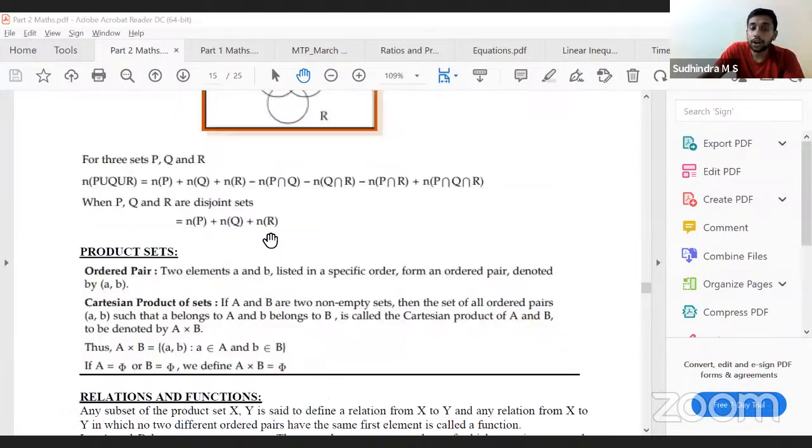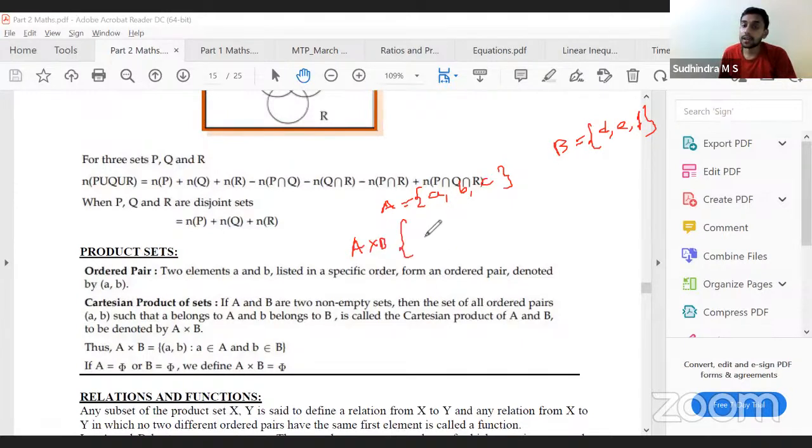Then we have something called product set, ordered pair and Cartesian products of sets. Two sets A and B listed in a specific order form an ordered pair. Let's say A is {a, b, c} and B is {d, e, f}. What are the ordered pairs that we get? A cross B gives AD, AE, AF, and so on. These are the ordered pairs. If I get the product of them in a single set, then we call it the Cartesian product of the sets.